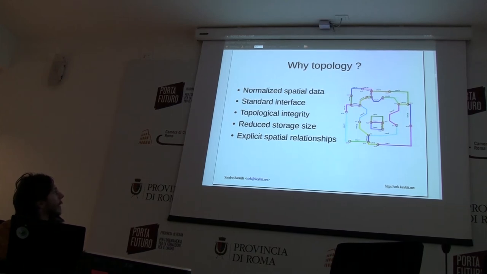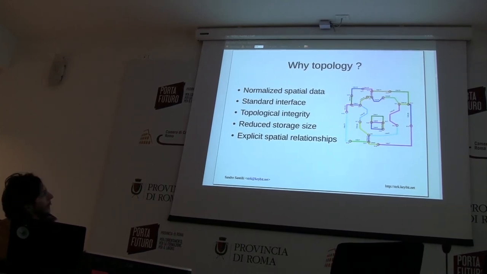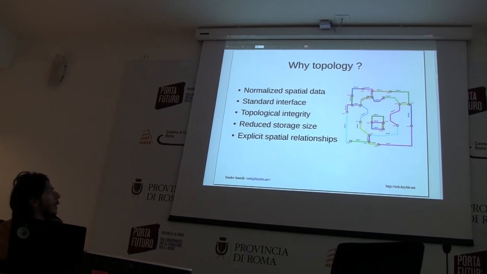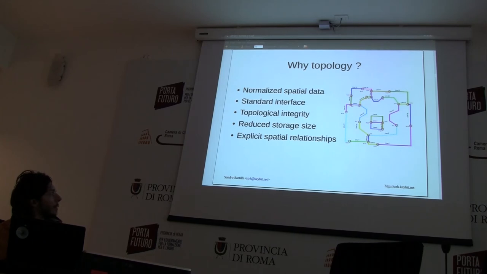So why topology? Topology is used to normalize the model for your spatial data. You can have a standard interface to manage this topology. You can ensure there is integrity in your data. You can reduce storage size, and you have explicit spatial relationships.